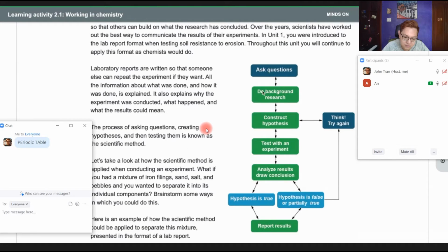Ask a question, do background research, construct a hypothesis, test with an experiment, analyze results, draw a conclusion. If the hypothesis is true, report results. If the hypothesis is false or only apparently true, think and try again.